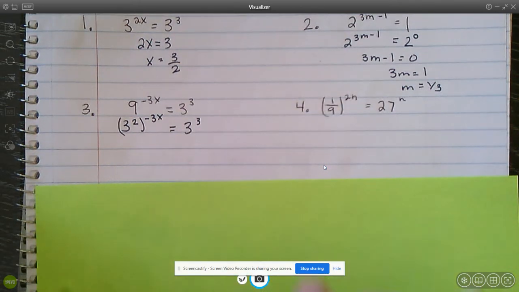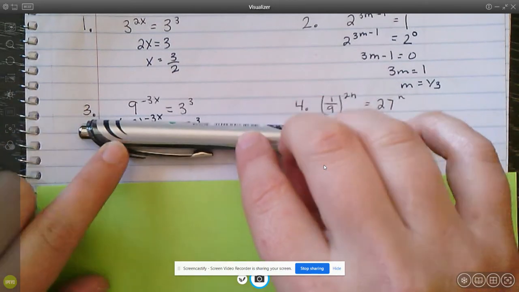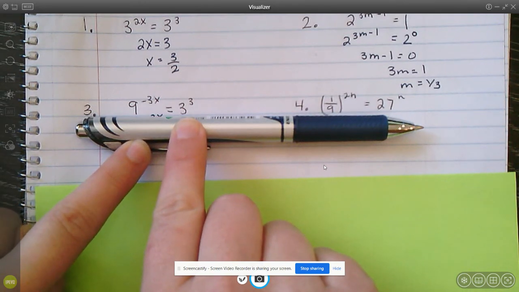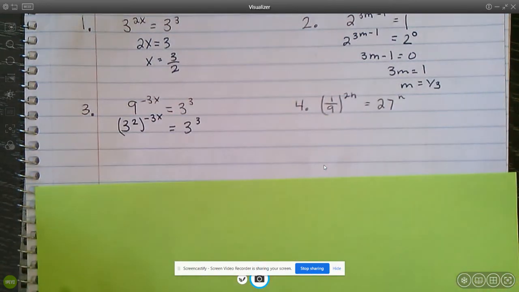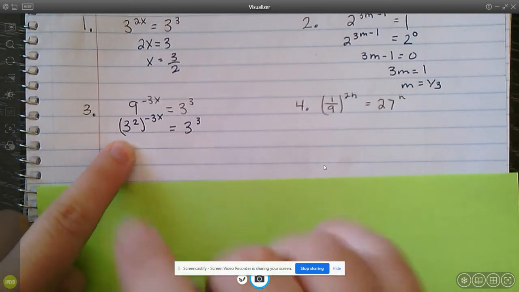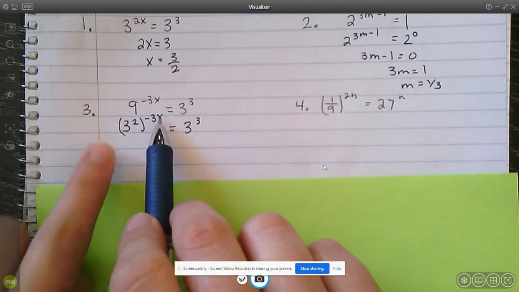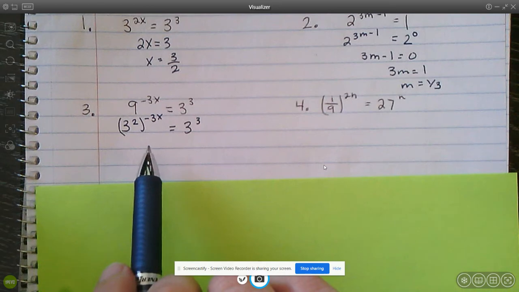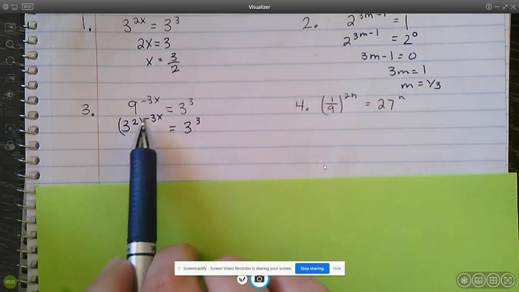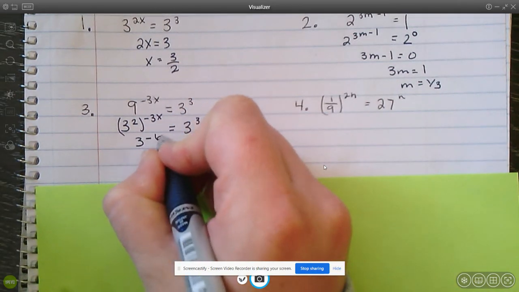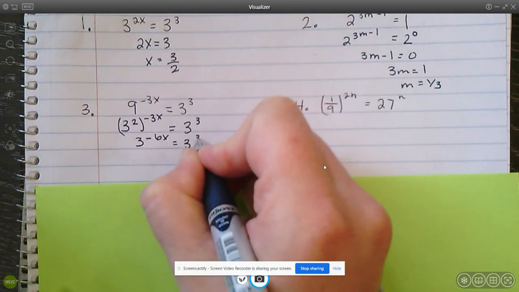So now let's pretend I wanted to change this one to a 9. If I change this 3 to a 9, you would have to think to yourself, 9 to the power of what gives you 3? And that would be 1/2. So you could do it that way too if you wanted. Okay, so now we kind of have the same base. We have a 3 and we have a 3, but this 3 has a 2 on it, and it has this on the outside. So if you go back to your exponent properties from Integrated 1, if you have a power to a power, you just multiply. So this is going to be 3 to the negative 6x equals 3 to the third.